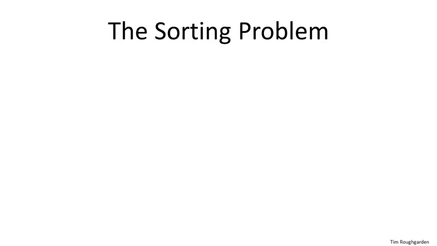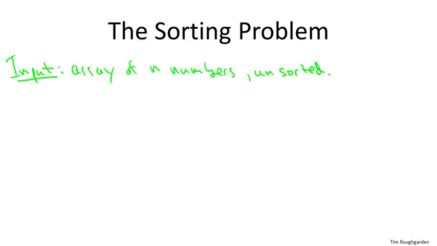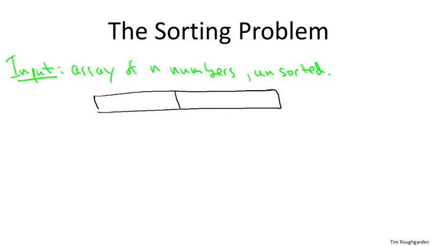So let's begin by recalling the sorting problem. This is exactly the same problem we discussed back when we covered merge sort. So we're given as input an array of n numbers in arbitrary order. So for example, perhaps the input looks like this array here. And then what do we got to do? We just got to output a version of these same numbers, but in increasing order.